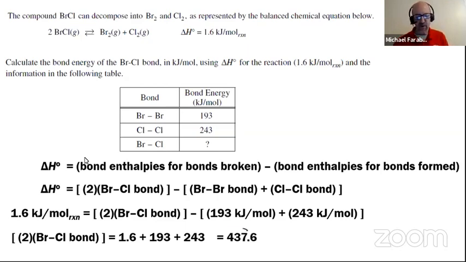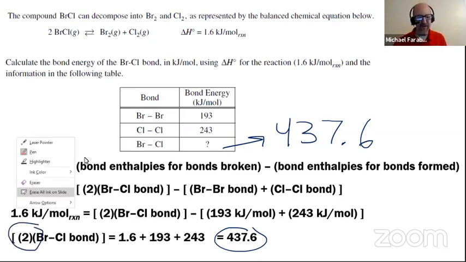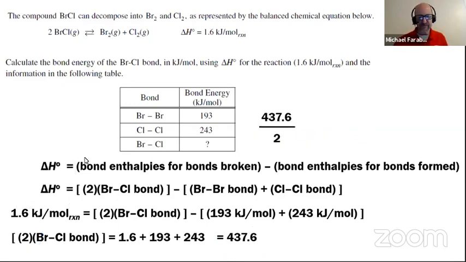Now, be careful that you don't get to this point and say, okay, I've got my answer. My answer is 437.6. Sometimes when students are going too fast, they forget little details. In this case, that is not the answer because we still have the math to do. We have to divide by 2. So the correct answer is actually half of that value, approximately 219 kilojoules per mole for the bond enthalpy of the BrCl bond.